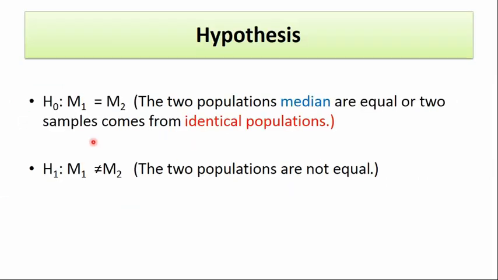The hypotheses are as follows. Null hypothesis: the median from sample population 1, M1, is equal to M2. The two population medians are equal, or we can say the two samples come from identical populations. Alternate hypothesis: M1 is not equal to M2. The two populations are not equal.